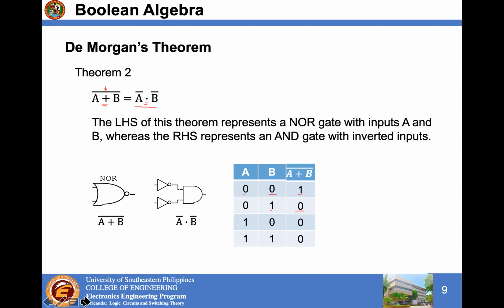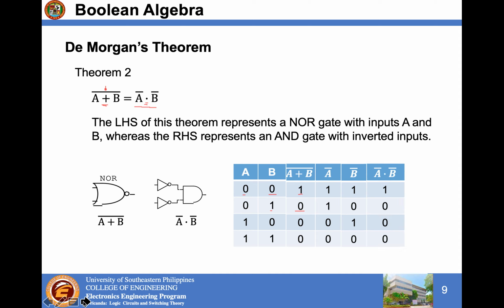Then next, we have to complement A, that is 1, 1, 0, 0, and B, that is 1, 0, 1, 0. Then using an AND, we AND A bar with B bar. Therefore, the output of the NOR is the same as the output of the AND with inverted inputs.